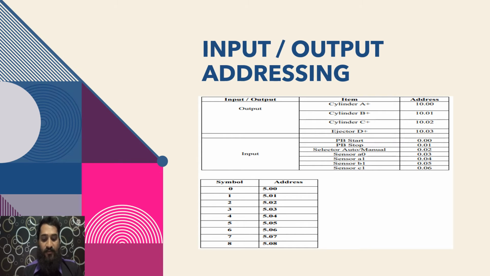For the output, first was cylinder A. Second was cylinder B. Third was cylinder C. And the fourth was ejector D.